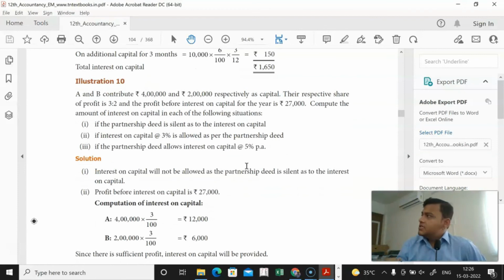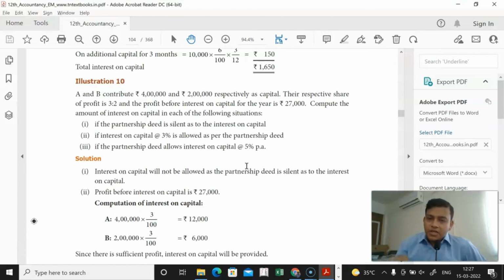Okay, we'll get into the next illustration. A and B contribute 4 lakhs and 2 lakhs respectively as capital. Their respective share of profit is 3:2 and the profit before interest is 27,000. Compute the amount of interest on capital in each of the following situations. If the partnership deed is silent as on the interest on capital. So if the partnership deed is silent, what do we have to do? There is no interest on capital allowed. So we will just say interest on capital will not be allowed as the partnership deed is silent as on the interest on capital. Next, what if interest on capital at 3% is allowed as per the partnership deed?